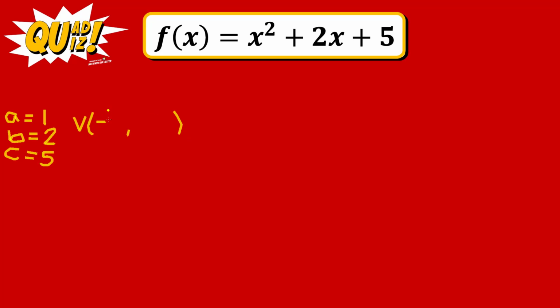Your vertex's x coordinate can be computed as -b over 2a. We simply plug in the values for the b and a coefficients, and we will get the x coordinate of our vertex. For our y coordinate, you have 4ac minus b squared all over 4a. Same, we just plug in the a, b, and c coefficients to determine our y coordinate. But this might be complicated for some, especially for those who have trouble memorizing stuff.